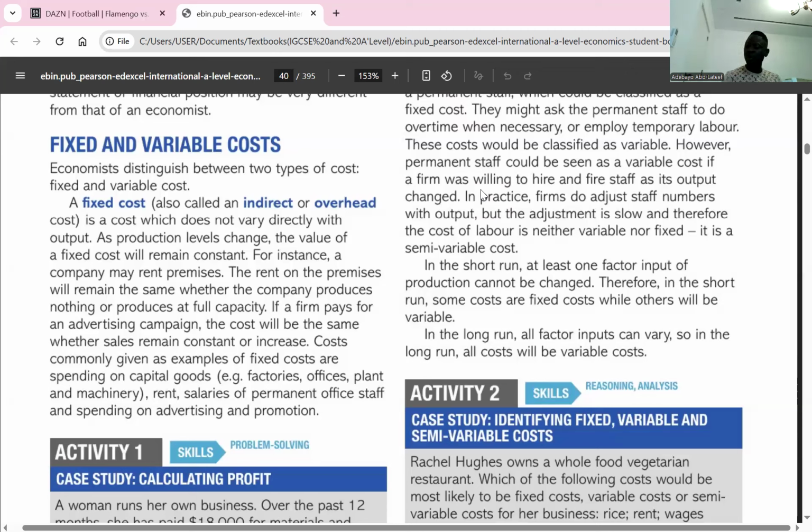So the formula for semi-variable cost is FC plus VC multiplied by the number of units. That's how you calculate semi-variable cost. Any question about variable cost, semi-variable cost? No. Good.